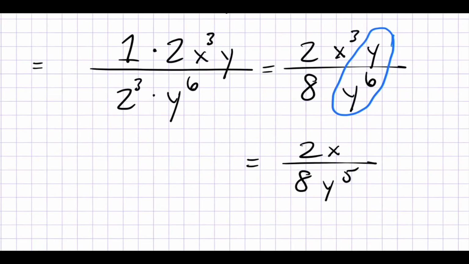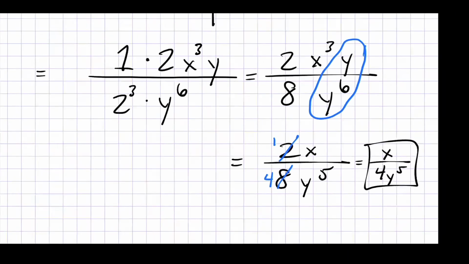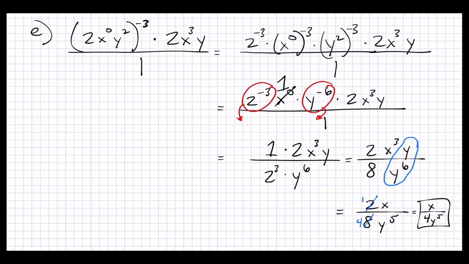Last step. Simplify, reduce. Yep. They both can be reduced by 2. So we divide them both by 2, and you get 1x over 4y to the 5th. Did I do something wrong? What did I do wrong? Third, yep. Yep, I dropped the third. Should be third, yep. Sorry. Should be x to the third. I forgot to write that third down.